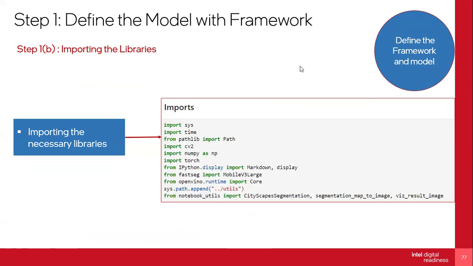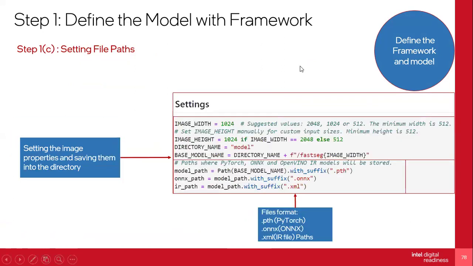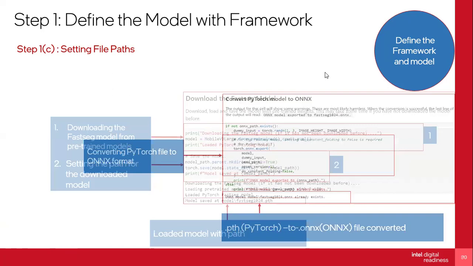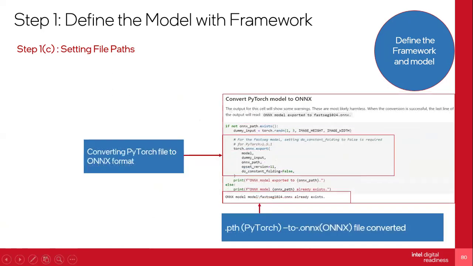First step, importing libraries as always, setting the file path. Okay. Then downloading the predefined models. So here, setting the path of the downloaded model. So here the model path is equal to, parents exist_ok equal to true. And this is a Jupyter file, which we will send you. Then convert the PyTorch model to ONNX.